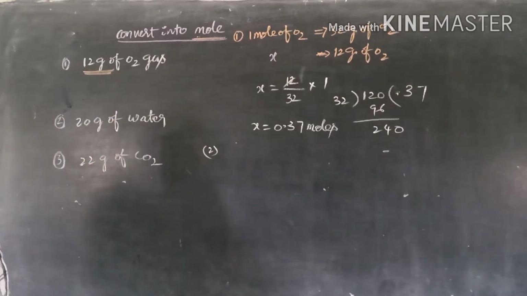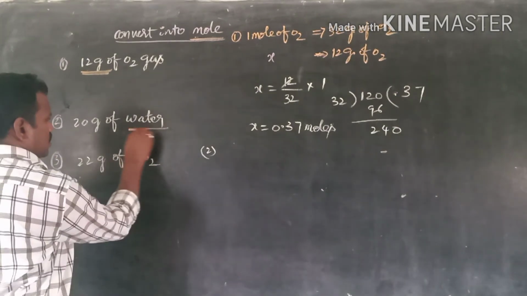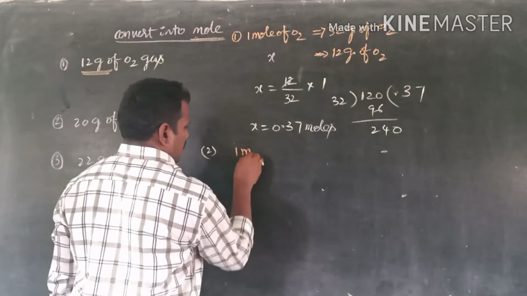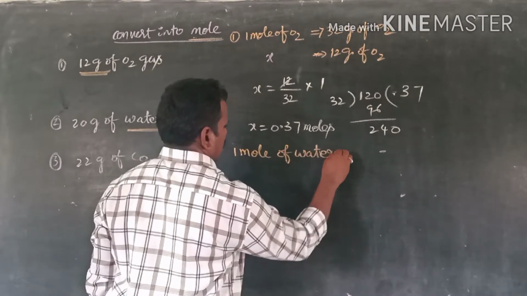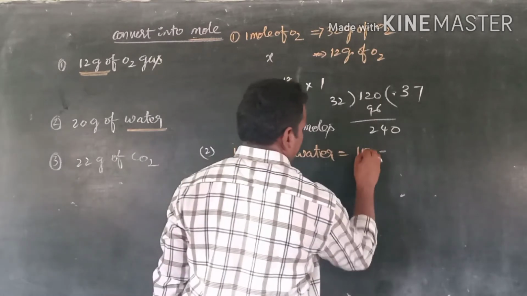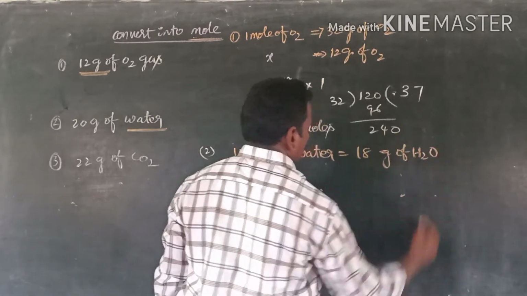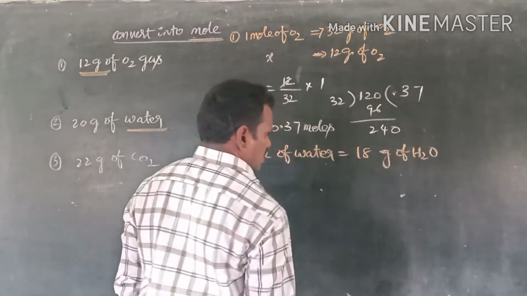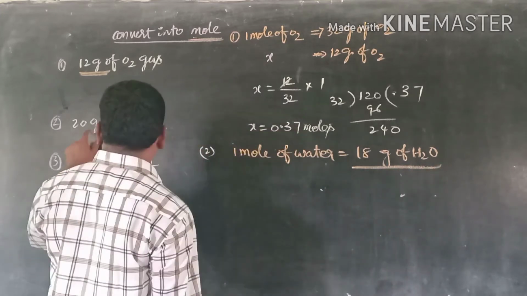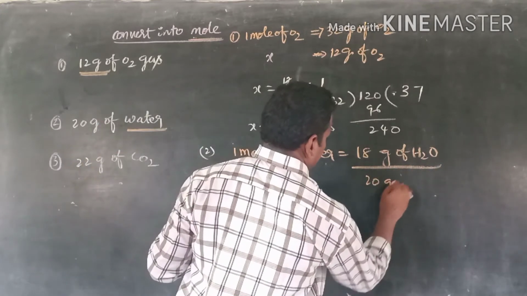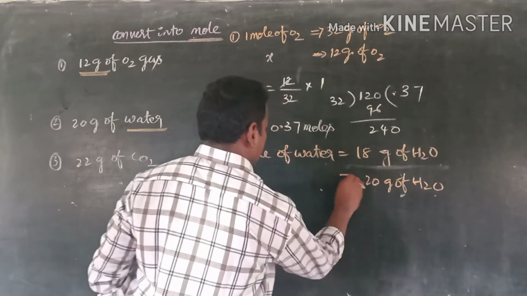What is the second example? 20 grams of water is given. We know the 1 mole of water. What is its weight? 18 grams of H2O. Why? 2 atoms of hydrogen and 1 atom of oxygen. But these 18 grams are not here now. How many grams? 20 grams of H2O. These 18 grams becomes 20.